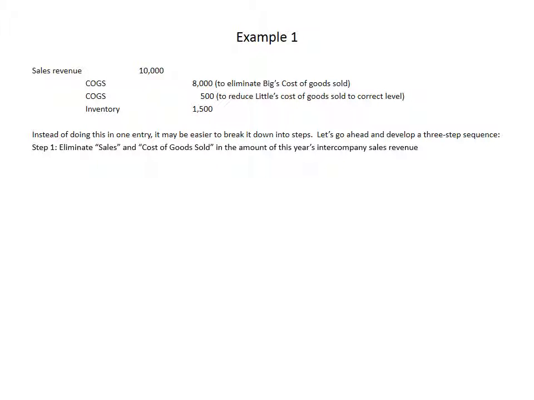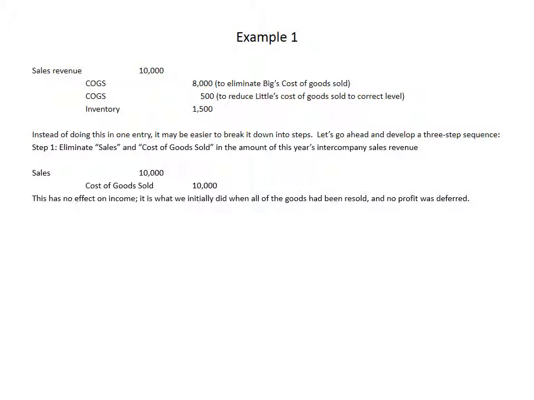Our first step is going to be to eliminate sales and cost of goods sold in the amount of this year's intercompany sales revenue. So we'll go ahead and debit sales for $10,000, and we'll also credit cost of goods sold for $10,000. And again, this entry has no effect on income. We're reducing sales revenue and cost of goods sold both by $10,000.